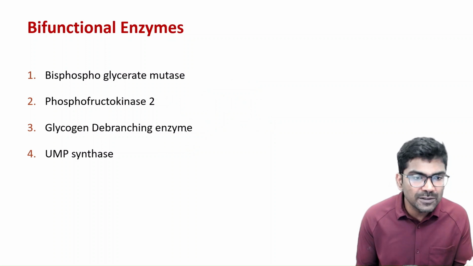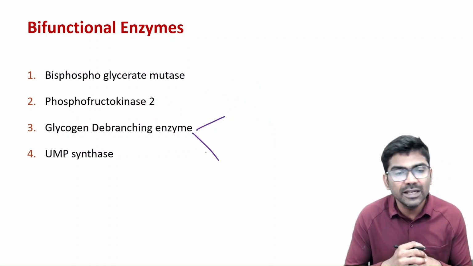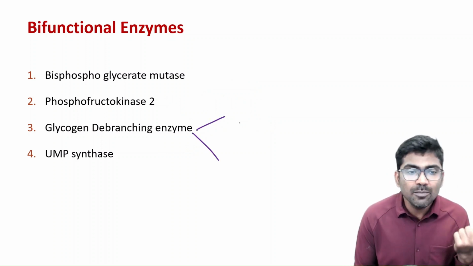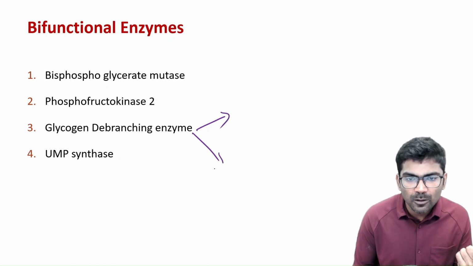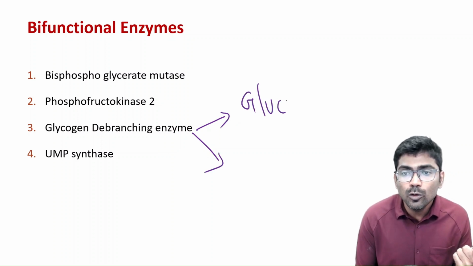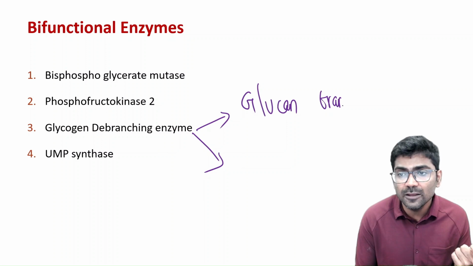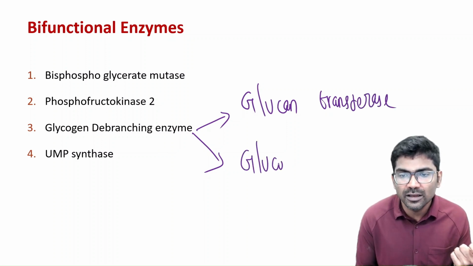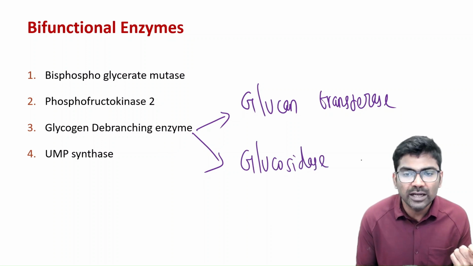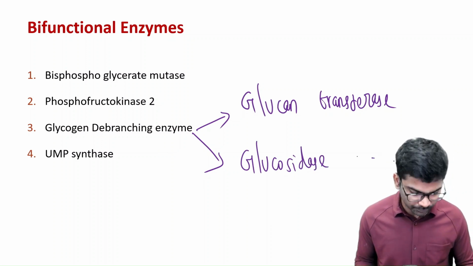In glycogen metabolism, we might have studied this enzyme, that is debranching enzyme. This has glucan transferase activity as well as glucosidase activity. So there are two activities in this.